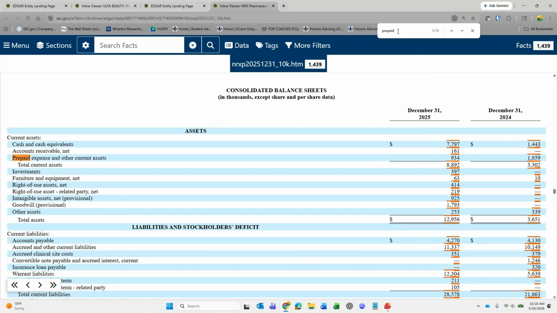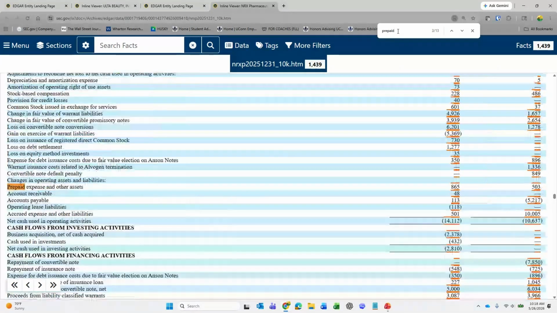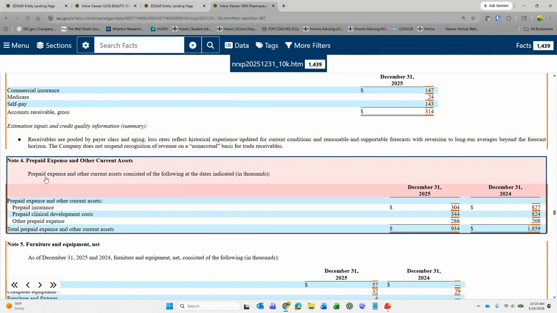I would like to understand what these prepaid expenses include. I jump to the discussion of prepaid assets here in note 4, and we see that they have prepaid insurance, which makes sense. So they pay in advance for insurance coverage, prepaid clinical development costs, and others as well. So in terms of what companies prepay for, it's going to differ in terms of whether it is 1% of your total assets or 7% of your total assets. That's also going to differ. It depends on how you have structured your relationship with various vendors, with various providers of service.